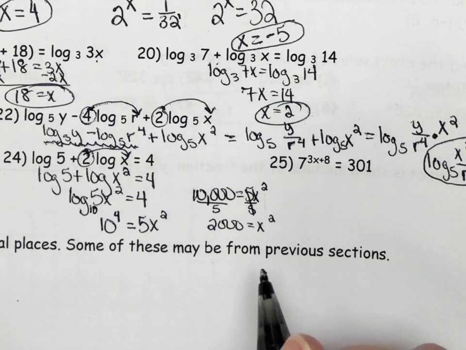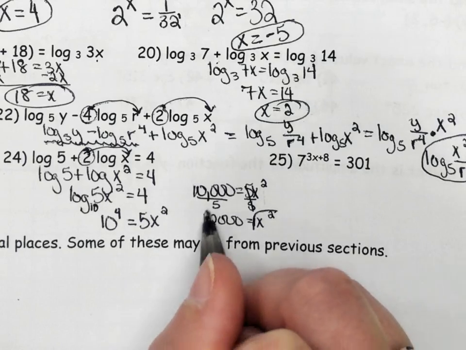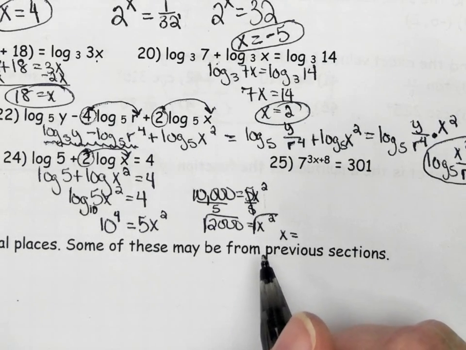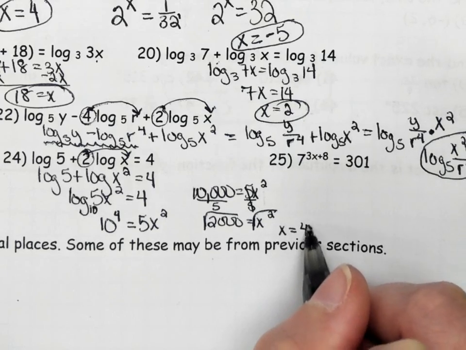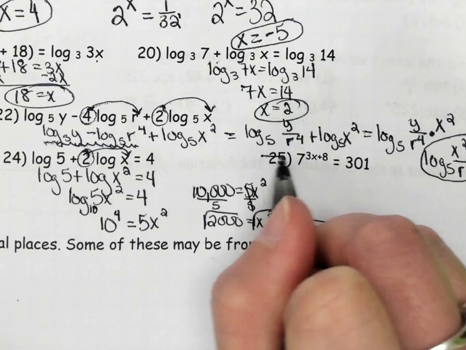Trying to get x by itself, so how do I get rid of that square? You square root it. What's the square root of 2,000? 44.7. That's right. Okay. And you can mark out 25 because we're not doing that one.